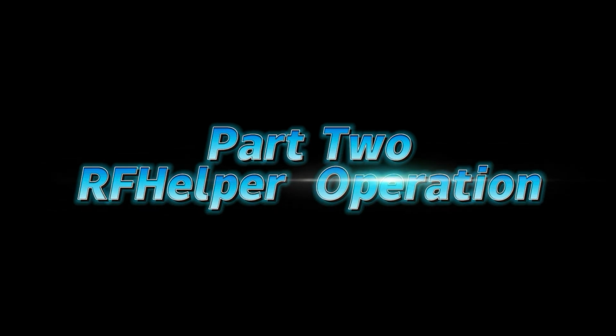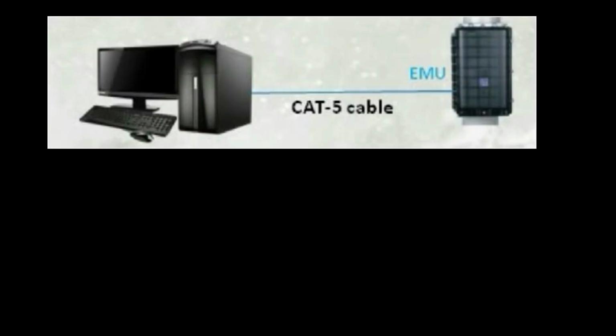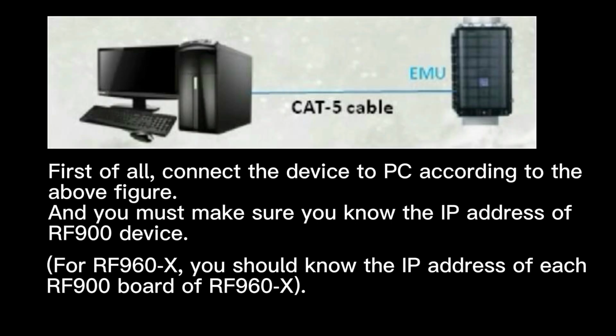Part 2: ZFIDS Operation. Step 1. Connect device to PC. First of all, connect the device to PC according to the above figure, and you must make sure you know the IP address of the RF900 device. Factory default IP.